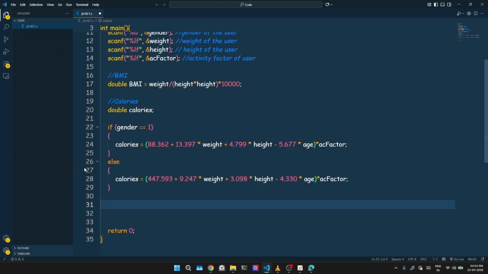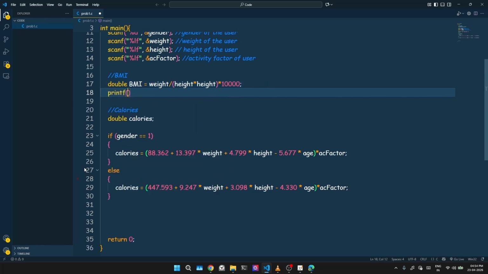So first we will print the BMI. You can print it right after this, and we have to print it up to 2 decimal places. So we will do %.2lf, and we need to write the BMI. BMI is %.2lf backslash n, then our BMI. So it will print the BMI.